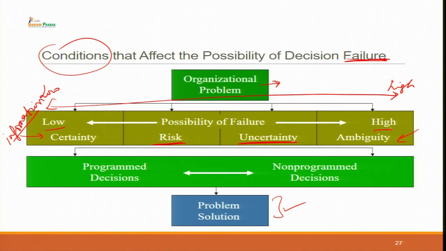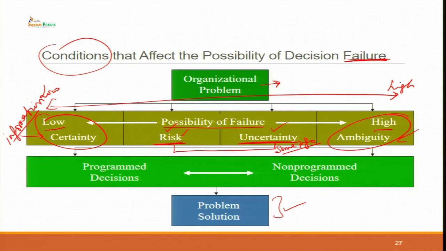Now, how do we identify? We have to identify the possibility of failure. The possibility of failure is lowest when certainty exists with the manager. And the possibility of failure is highest when the situation is ambiguous. In between, there is a moderate possibility of failure when there is probably certainty, information is there, but some risk is also involved. And in this case, uncertainty is there, but not complete ambiguity. So, some information is definitely available, if not complete information.